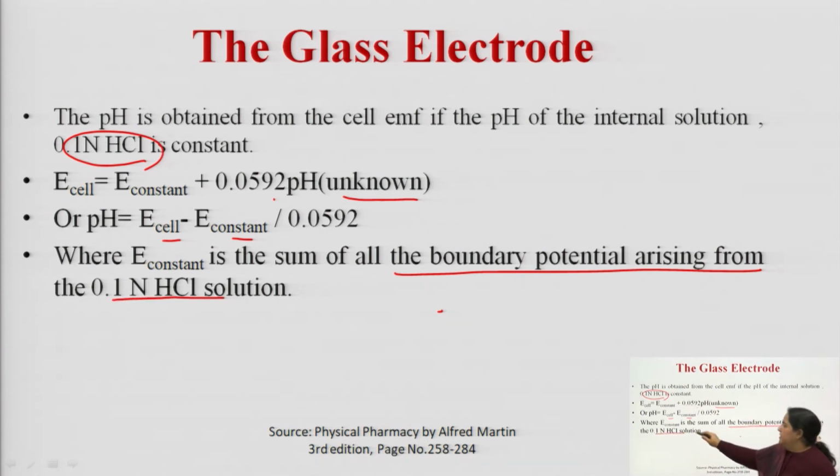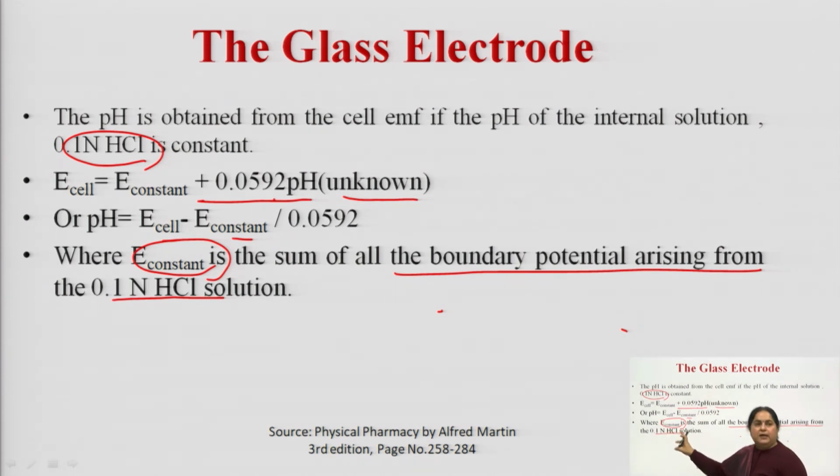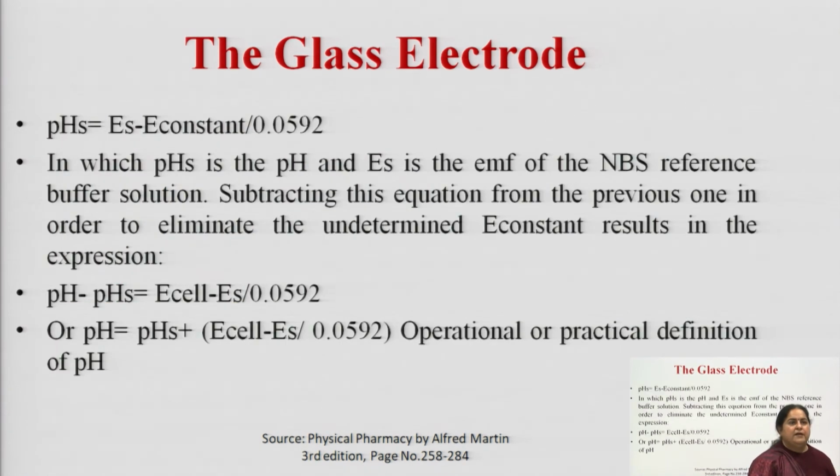So, in this E constant term we have incorporated all the variations that were there, right. So this elaborated equation can be minimized to this equation by putting all the variations in this E constant, right. So, this E constant is the sum of all the boundary potentials arising from the 0.1 normal HCl solution, right. So, we have put all these terms in this constant and the equation is reduced, right.